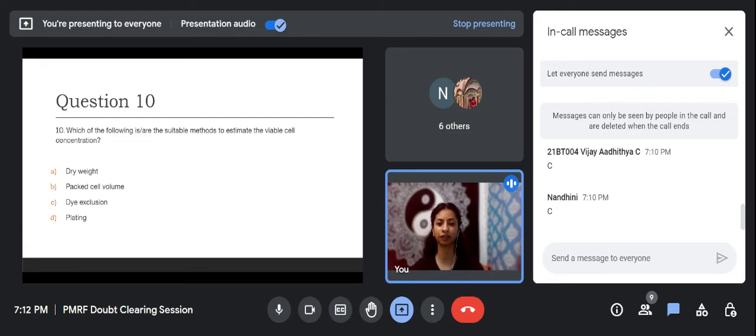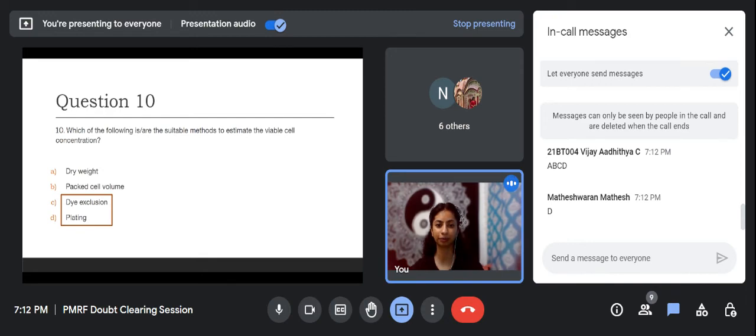Question number 10 is which of the following are suitable methods to estimate viable cell concentration, which are live cells, okay? So the options are dry weight, packed cell volume, dye exclusion, and plating. So what do you think the answer is? B. Okay. There could be multiple answers. A, B, C, D, everything, and D. So the answer is actually dye exclusion and plating.